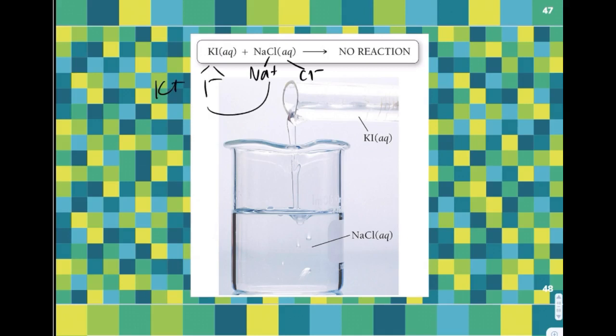Well, I can put the sodium and the iodide together, but they're still just floating around in the solution. And I can put the potassium and the chloride together, but they're just floating around in solution. So everything's still floating around. Nothing did anything special, so it didn't show me any chemical reaction. So if everything is all aqueous, you get no reaction.